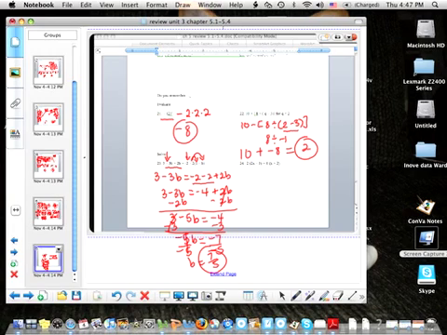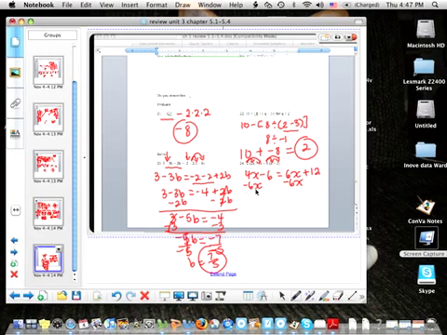On this one, I've got 2 distributes. 2 times 2x is 4x. 2 times negative 3 is negative 6. On this side, 6 times x is 6x. Over here, 6 times 2 is 12. Let's get our x's together.